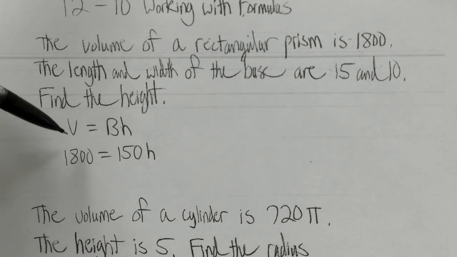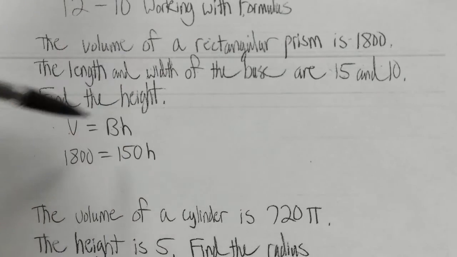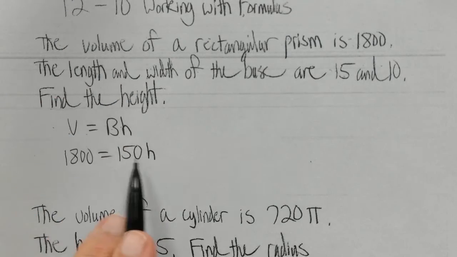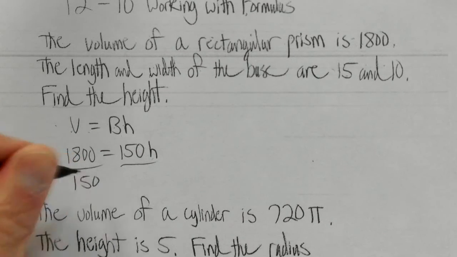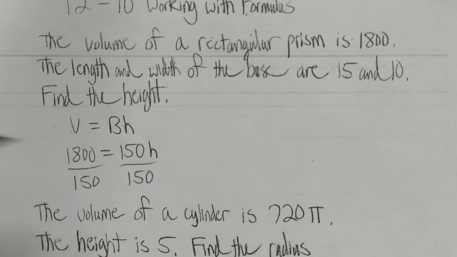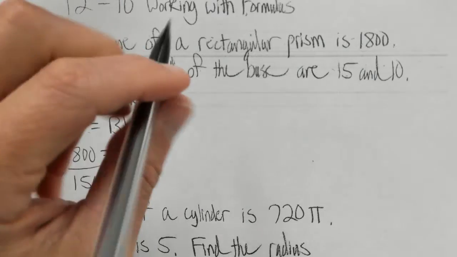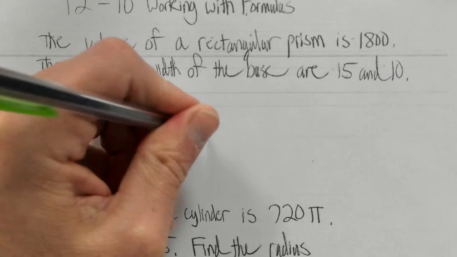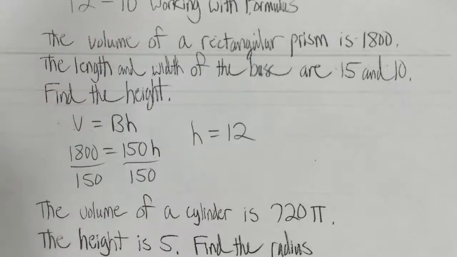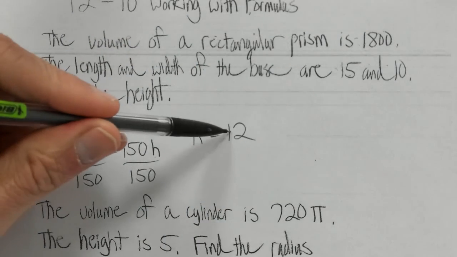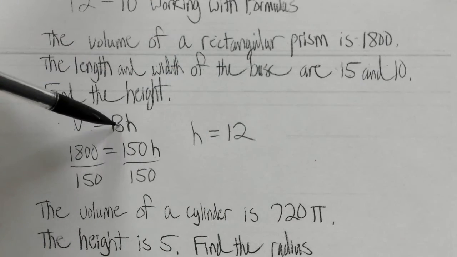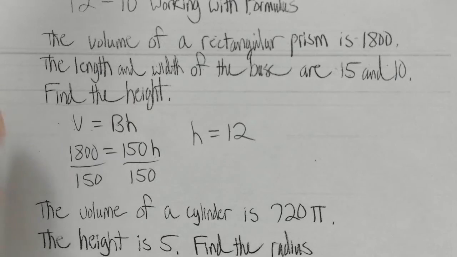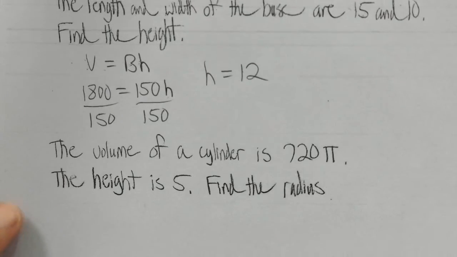So what I've done here is I've taken the formula, I've plugged in the parts that they've given me from the problem. And from here, if I wanted to find the height, I would just solve for h, which means all I need to do here is divide both sides by 150. And when you do, you'll find that the height is equal to 12. Now, as a double check, you can go back in and plug 12 in for the height, and then 15 and 10 to get the area of the base, and multiply it out and see if it gives you 1800, which it does in this case. That's a way to double check.